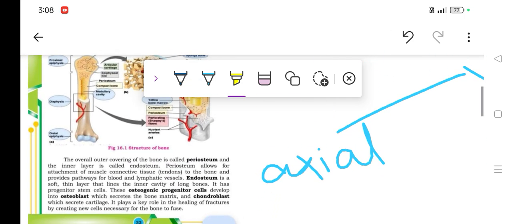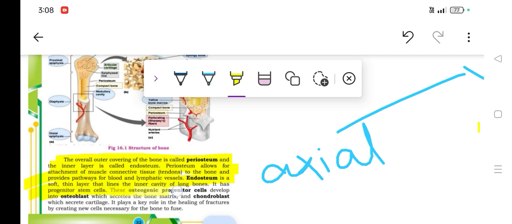So I hope it is clear. Then let's read this as well. The outer covering of the bone is called the periosteum, and the inner layer is called the endosteum. The periosteum allows attachment of muscles, connective tissue and tendons. A tendon attaches muscle to bone, and muscle to muscle is a ligament. It also provides a pathway for blood and lymphatics. Then we have the endosteum, which is soft and lines the cavity of long bones.